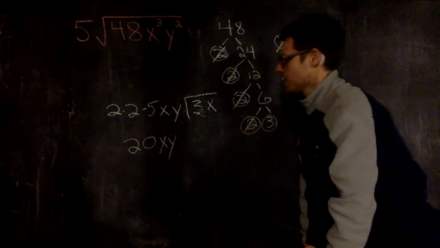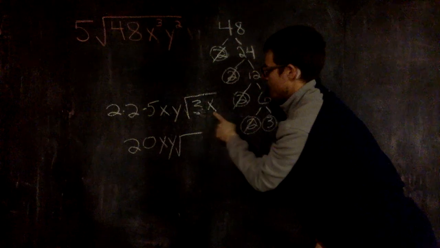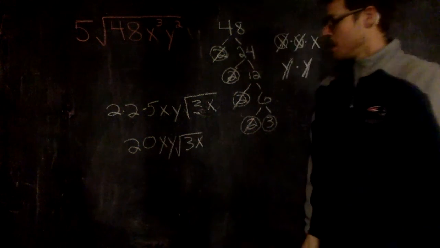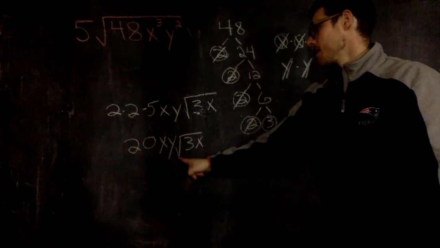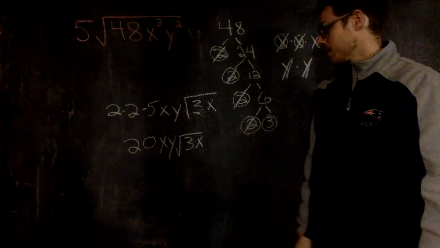They're different variables, so I can't do anything with them other than list them. And there's nothing to combine in here because one is a number and the other is a variable. So my complete answer is 20xy times radical 3x. And you've simplified the radical as much as you can do.